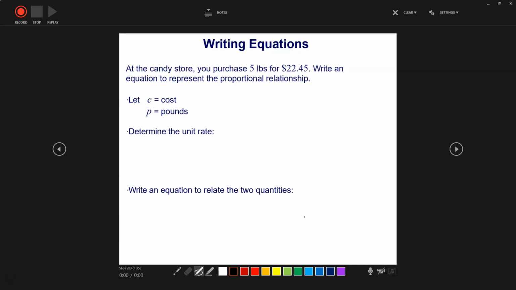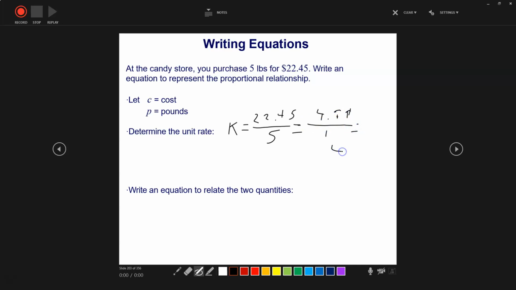Okay. At the candy store, you purchase 5 pounds for $22.45. Let's do the same thing. Let's figure this out. All right. So K will equal 22.45 over 5. Mental math again brings us to 4.49, or you can use a calculator. Sorry about the writing. That's 4.49.